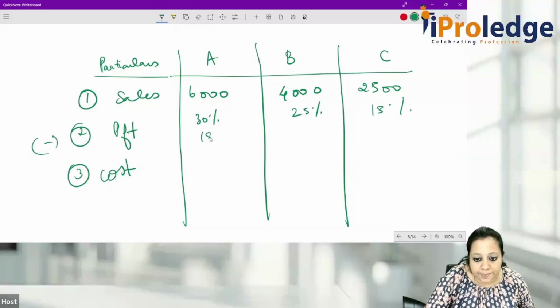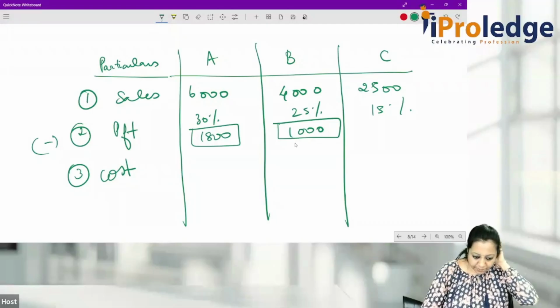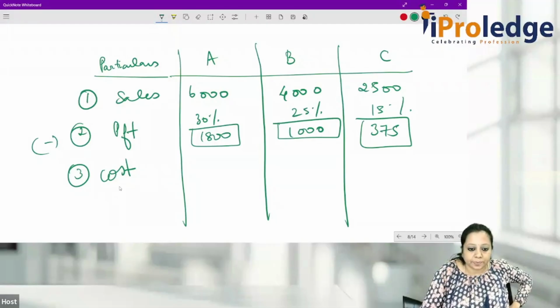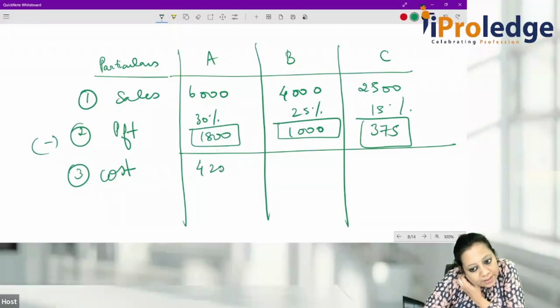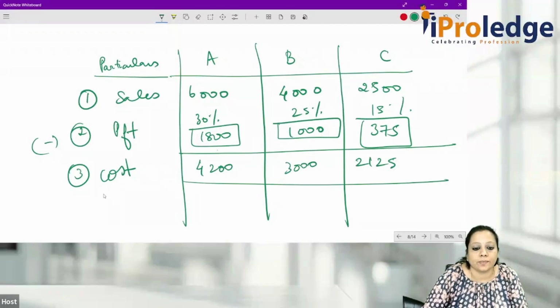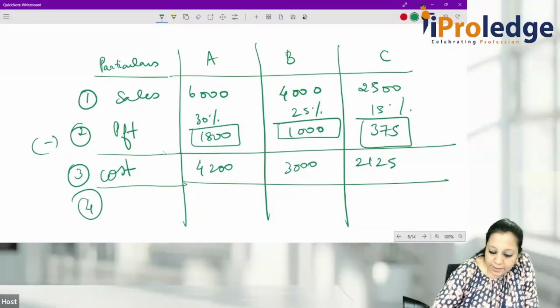1,800, right. 1,000, okay. 375. So when we subtract, we will get the cost. So first one is 4,200. Next one is 3,000. Next one is 2,125. Okay. Now we will proceed to next.